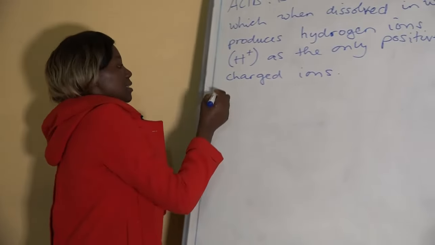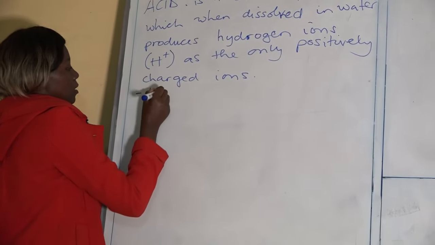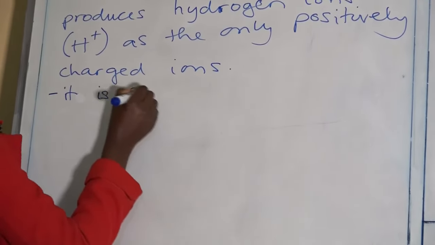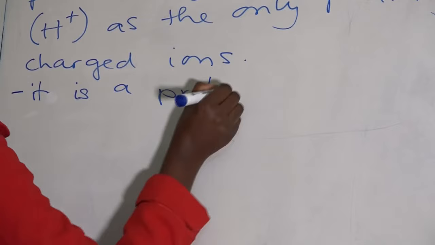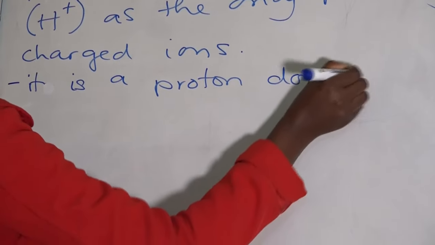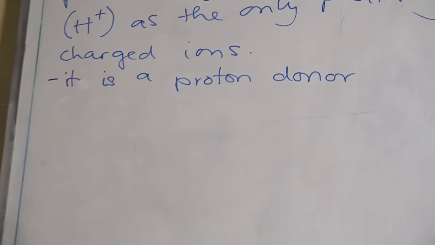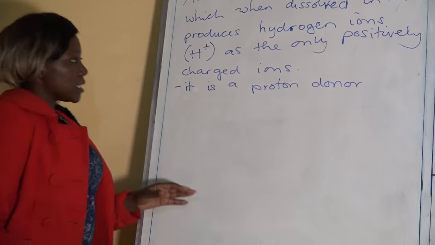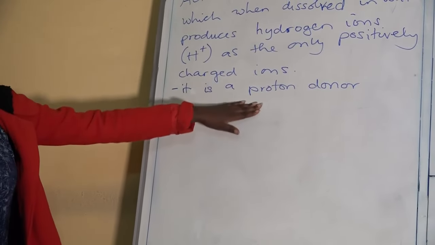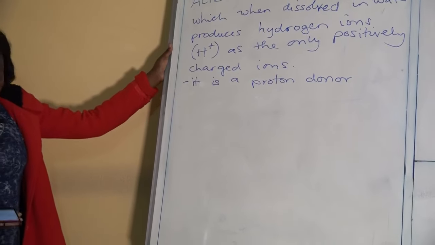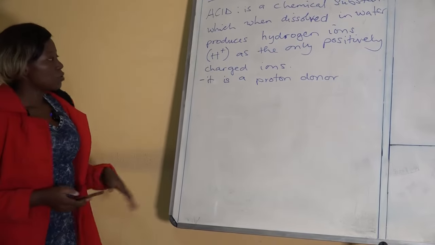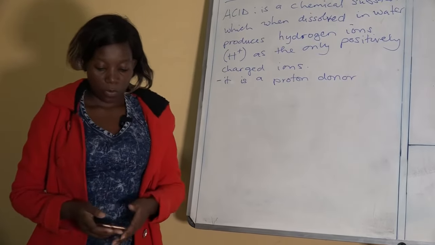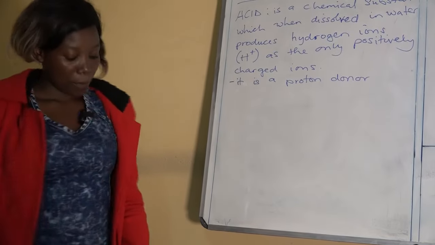An acid can also be said to be a proton donor. What do you understand by the term proton donor? Because it is producing hydrogen ions as the only positively charged ions, it is going to donate this proton from the positively charged hydrogen ion, and therefore it is said to be a proton donor.